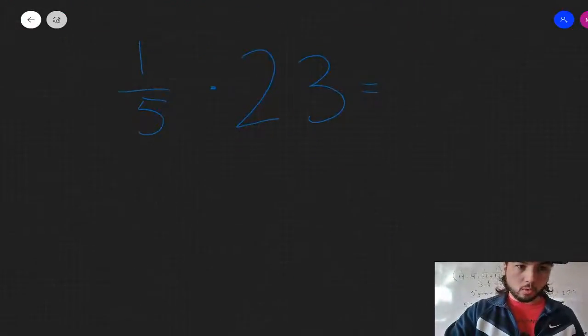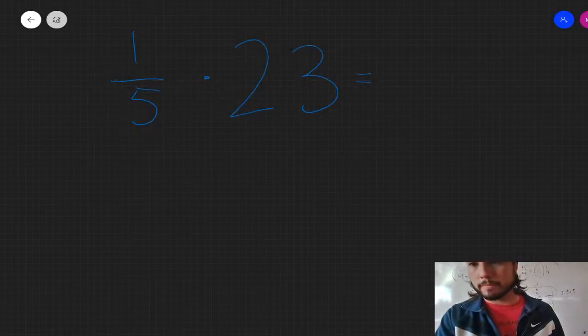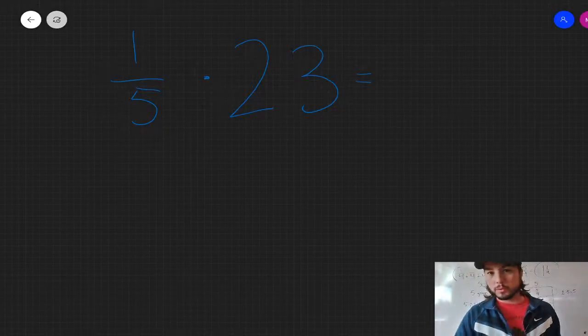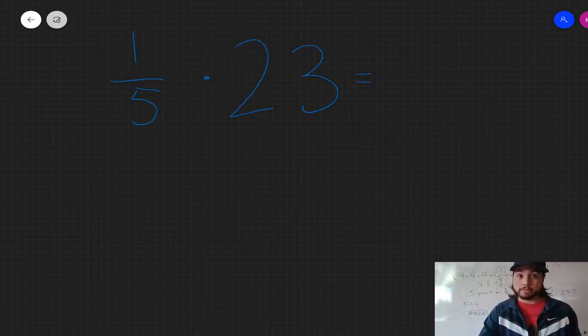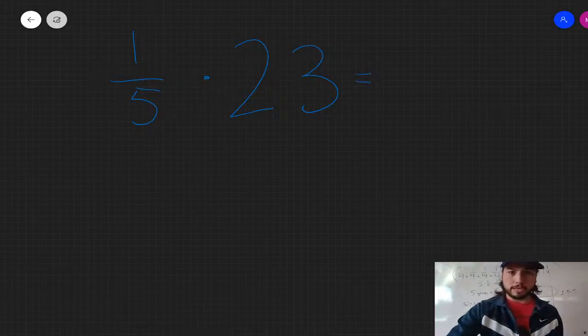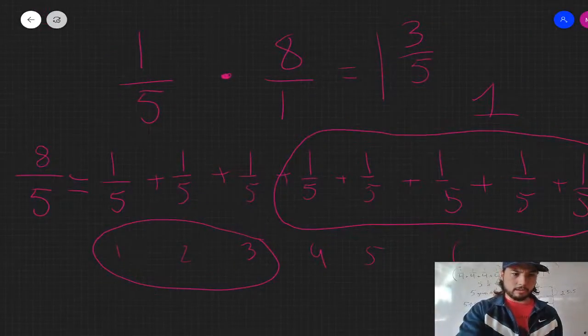Down here, 1/5 now, still, times 23. Now, this one can be trickier because, why? Yeah, because are we really going to write out and add 1/5 23 times, right? So, remembering, could be Ava's shortcut, could be just the general idea that, oh, look, 1/5 times 8 is 8/5.